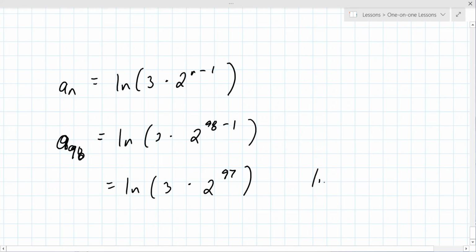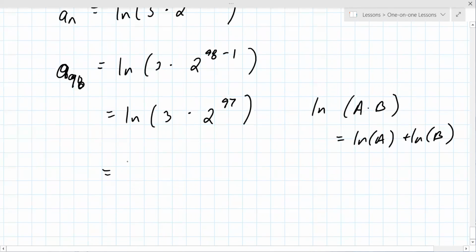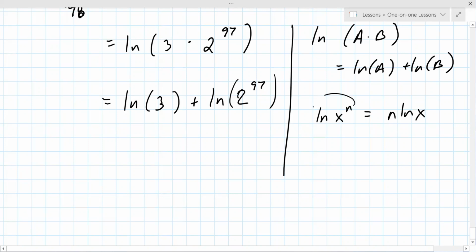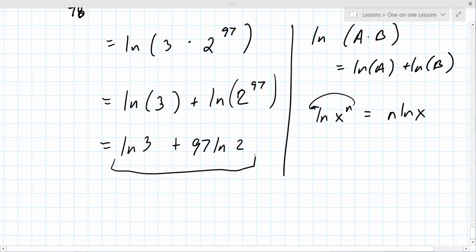But here you can break this apart again. Natural log of A times B becomes natural log of A plus natural log of B. So it's natural log of 3 plus natural log of 2 to the 97. And then you can use this property where natural log of x to the n becomes n natural log of x. So this 97 is going to come out in front. So it's natural log of 3 plus 97 natural log of 2. And that is doable. If you had to give an approximation, you could do that, whereas you couldn't before.